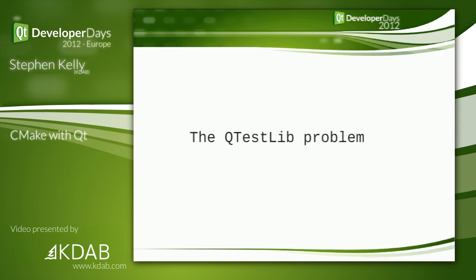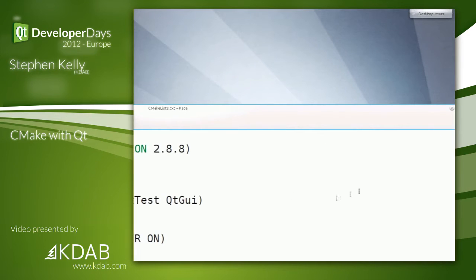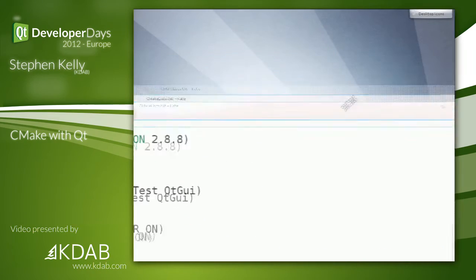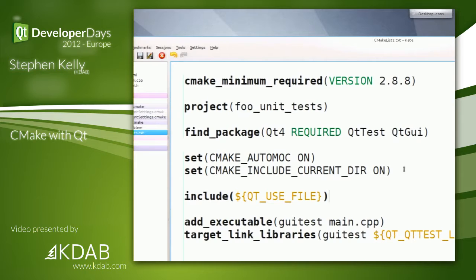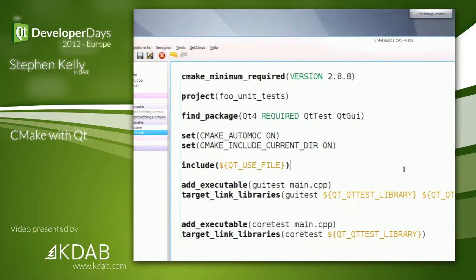One of the advantages of this is that it solves the qtestlib problem. If any of you have made unit tests before with CMake and Qt, especially if you've created both core and GUI unit tests in the same build system, you will have had a linking problem. And hopefully I can show that on my Kate editor. So everybody can see this?